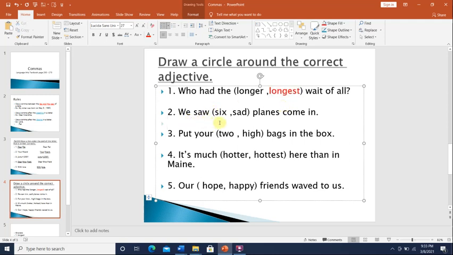Okay, number two. We saw six or sad planes come in. Which one would be the correct adjective? We saw six planes come in, or we saw sad planes come in? No, we saw six. Number three, put your two bags in the box, or put your too high bags in the box. We will, of course, use two, because here the adjective is used to tell how many. So we will put the two bags in the box. Okay, number 4. It's much hotter or hottest here than in Maine. Here we have the word than. So that means we're comparing two places, here and Maine. So it's much hotter here than in Maine. Number five, our hope or happy friends waved to us. Of course, here happy is the adjective that we will use. Okay, hope is a verb if you don't know. Okay?